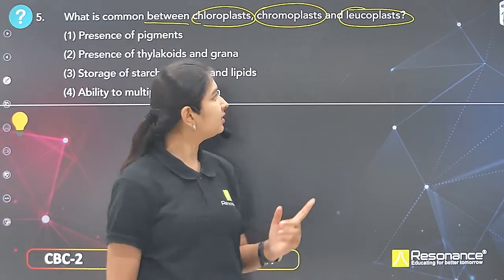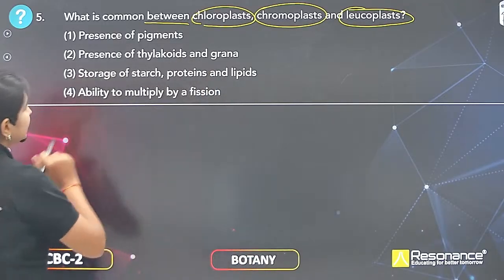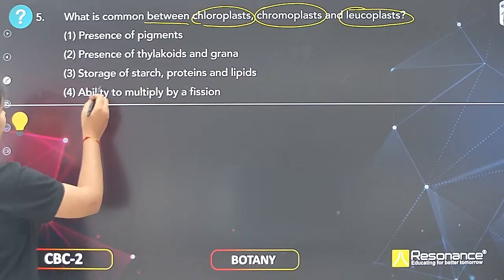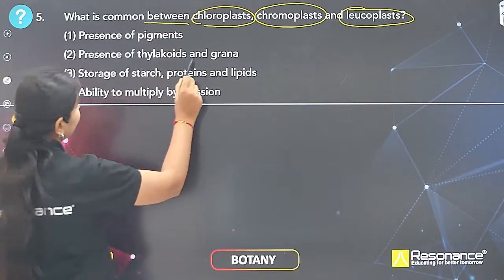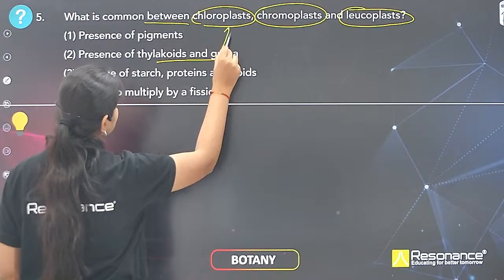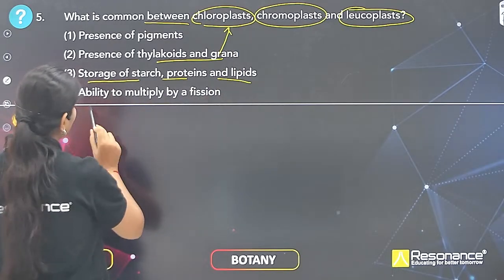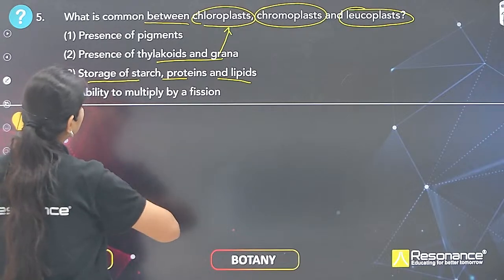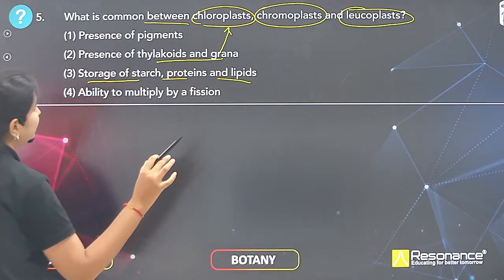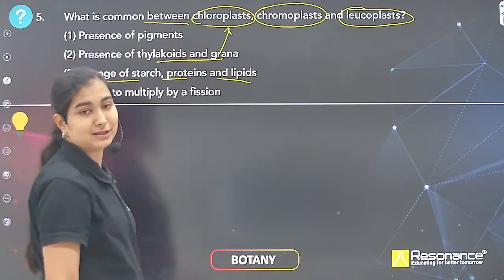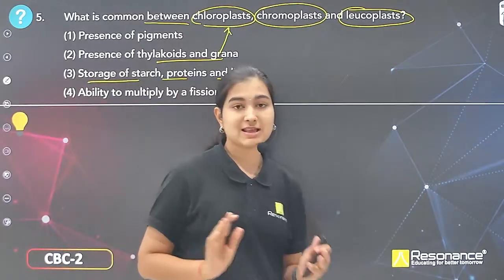Fine. Now here what exactly is there? Because of the pigments, right? Thylakoid and grana are only present in the chloroplast, right? Storage of starch, proteins and lipids, no. Ability to multiply by fission. Okay, so all three of them, they are saying similarity. So we don't want how exactly they are different.